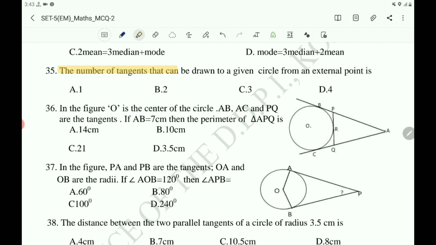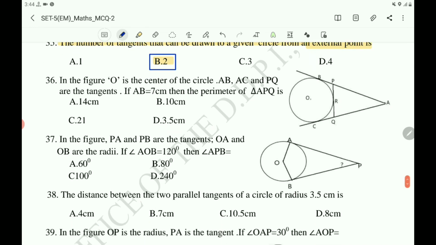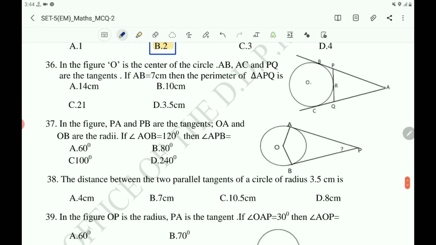The number of tangents that can be drawn to a given circle from an external point P. Again this question is repeated many times. So how many tangents can be drawn to a circle from an external point? From the external point you can draw maximum 2 tangents.